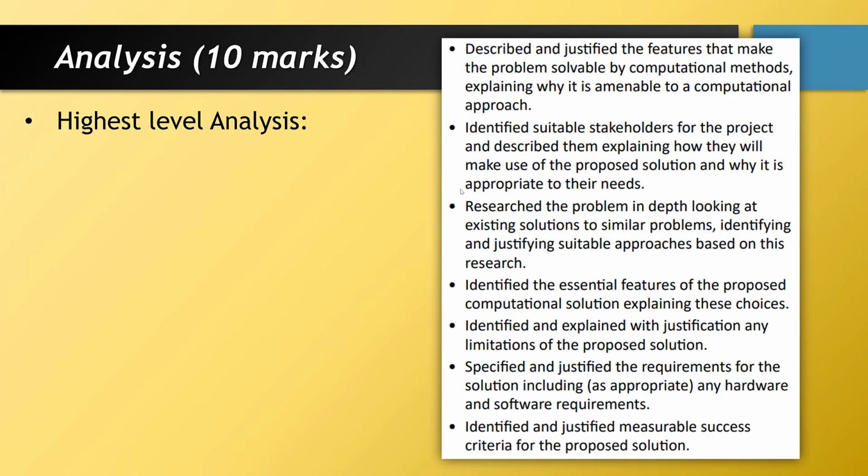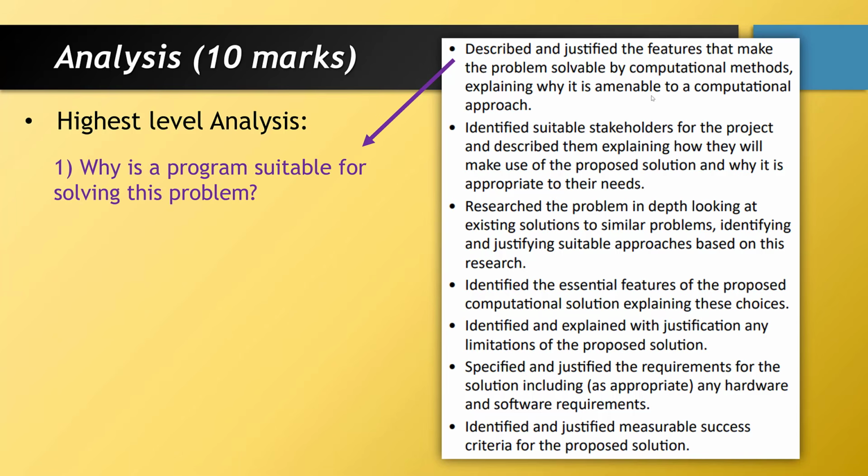So the first point the marker is looking for is, have you described and justified the features that make the problem solvable by computational methods, explaining why it is amenable to a computational approach. Now, a fairly wordy start to the mark scheme. Not every bullet point is like that. I'm not convinced amenable is quite used in the right context there, but never mind. Really, this is saying, why is a program suitable for this problem?